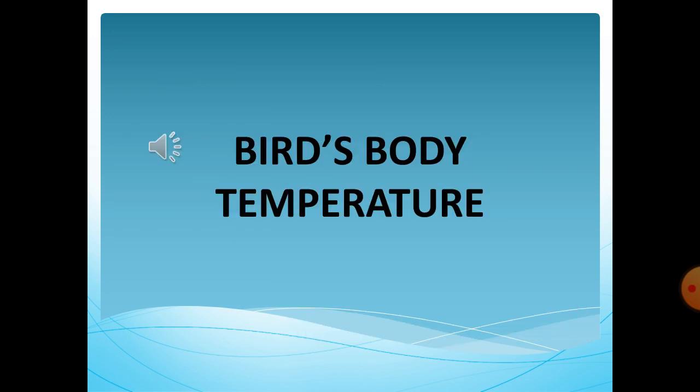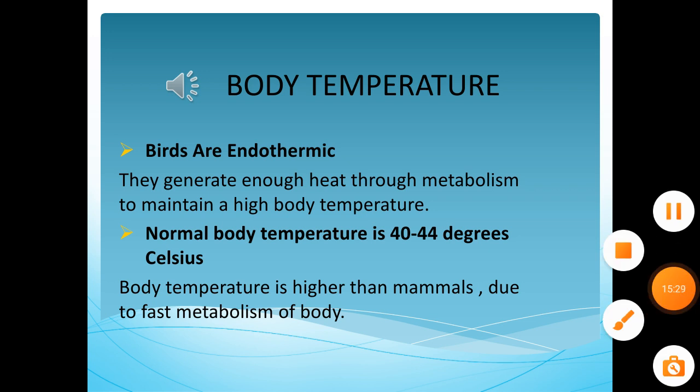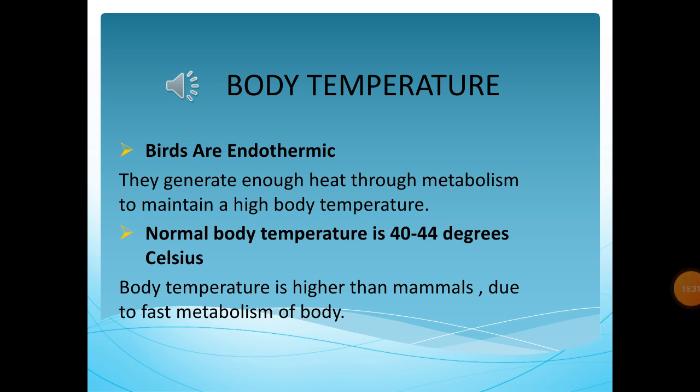Birds' body temperature. Birds are endothermic. Why are birds endothermic? Birds are endothermic because they produce enough heat for their body by using a high level of metabolism. And the normal body temperature of the bird is 40 to 44 degrees Celsius. They have a high level of metabolism and temperature as compared to mammals.